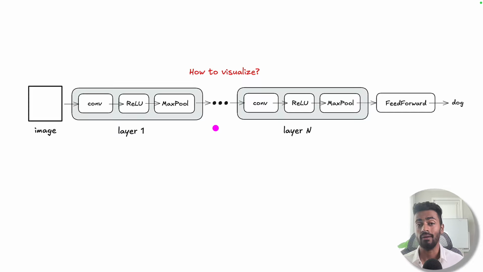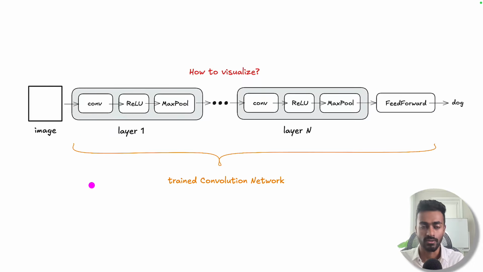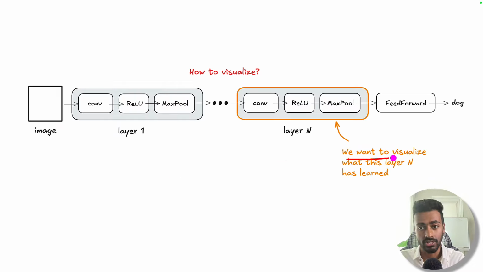Now that we understand why we want to visualize convolution networks, let's understand how to visualize them. So let's consider this layered architecture of a convolution neural network with convolution, activation, and pooling, feed forward, and it's trained in visual object recognition. Now, let's say that we want to visualize what this layer has learned. And before, we would look at just the activations at probably this point over here.